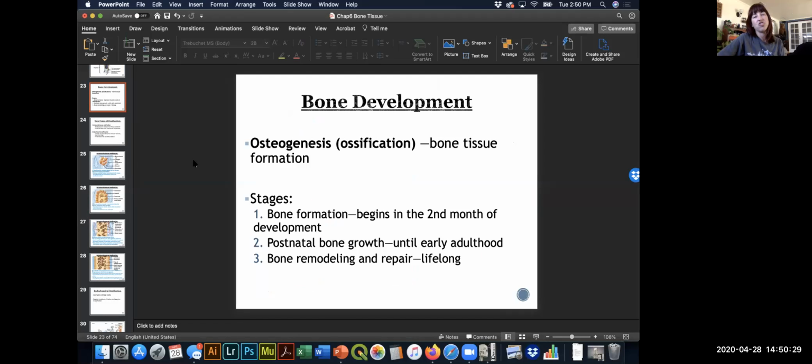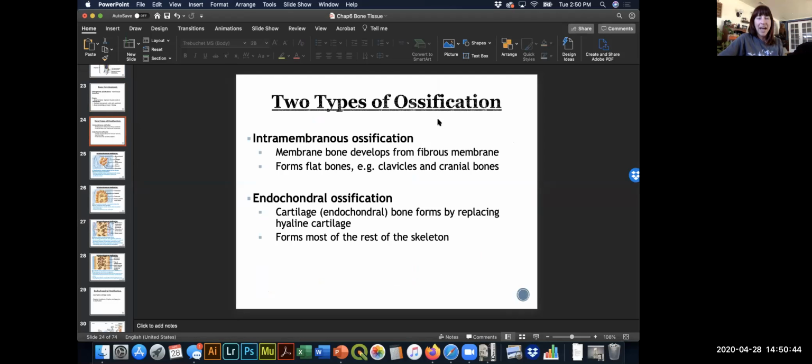You've got osteogenesis, which is like the first ever bone formation, like when you're a little baby. So it's not bone remodeling, it's making bone for the first time, right? So you've got two different types of that first ever making of bone. We talked about intramembranous ossification and endochondral ossification.